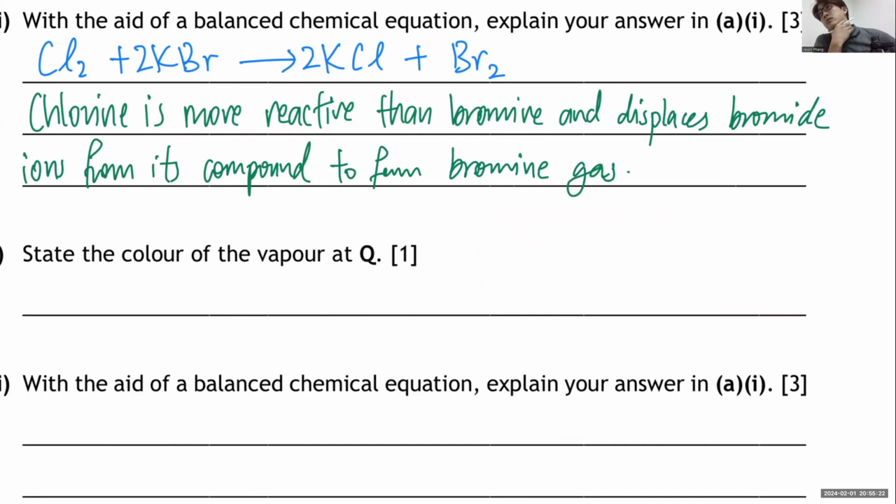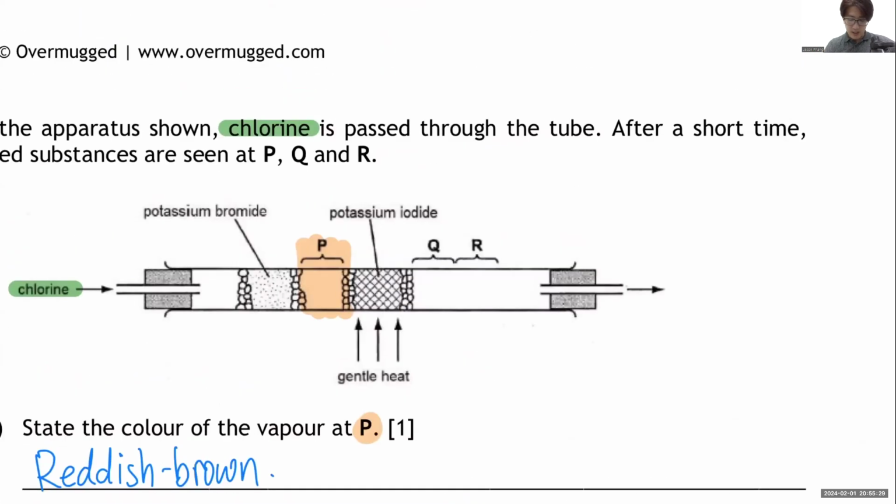Does it make sense now? Keep the same idea in your head. Do we have displacement reaction occurring here? So what is the gas here? What is at P? What is the gas at P? Bromine gas. When I pass Br2 into potassium iodide, can Br kick away iodide?